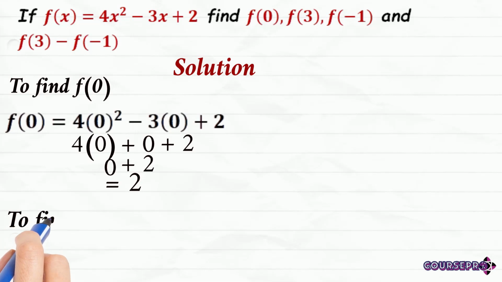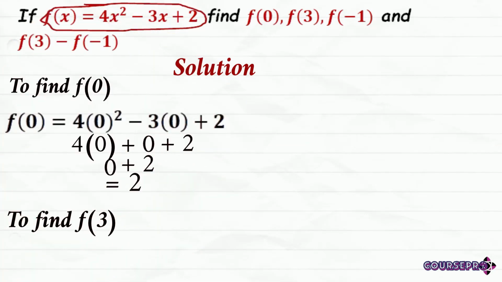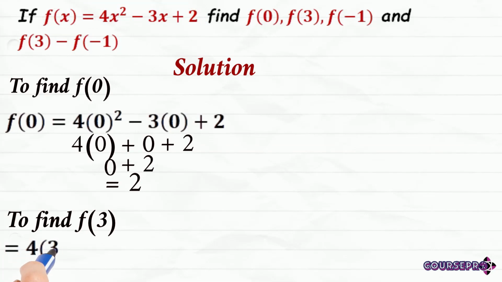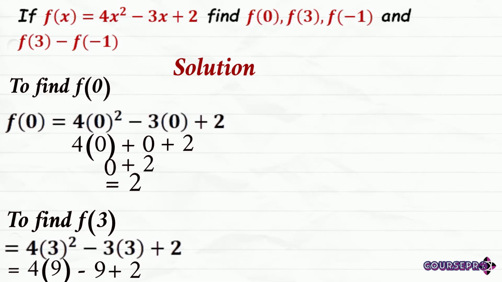Now to find f of 3, the same thing, replace x with 3 from this equation here. That is 4x squared minus 3x plus 2. So that will be 4 into 3 squared minus 3 into 3 plus 2. Now, 3 squared, we have 9. So that will be 4 into 9, minus 3 times 3, we have minus 9. We now have plus 2.